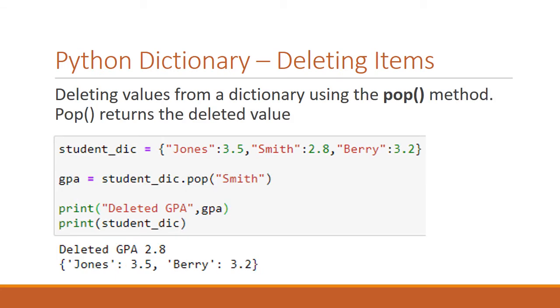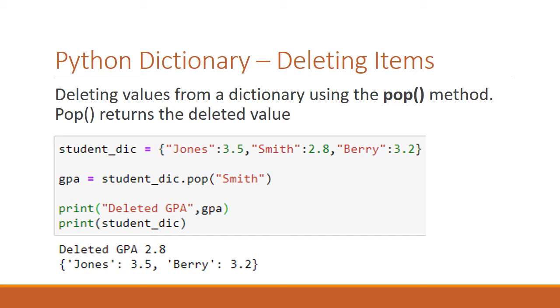Just like when we use del to delete an item from a list, del does not return a value. If we want to delete an item from our dictionary, but we want that item returned, we can use the pop method. So when we want to delete an item using the key, we can use pop and it will return the associated value.